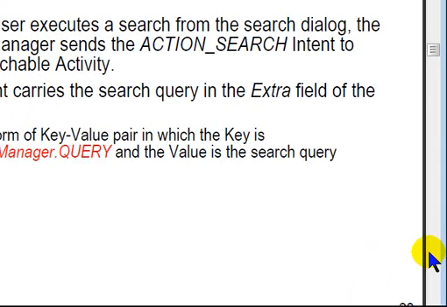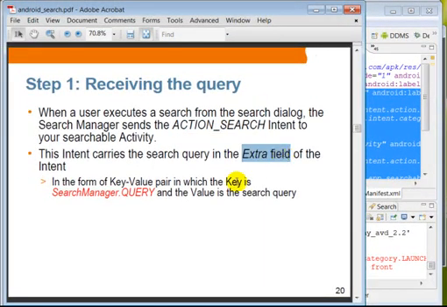Okay, so receiving the query. When the user executes a search from the search dialog, meaning pressing the search icon after filling up the search dialog with a query string, the Search Manager sends an action search intent to your searchable activity. This is something we already talked about. And then the intent object carries the search query in the extra field of the intent. Now, it is in the form of a key value pair, and the key is SearchManager query.